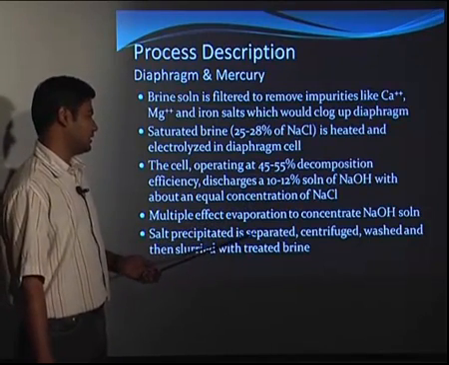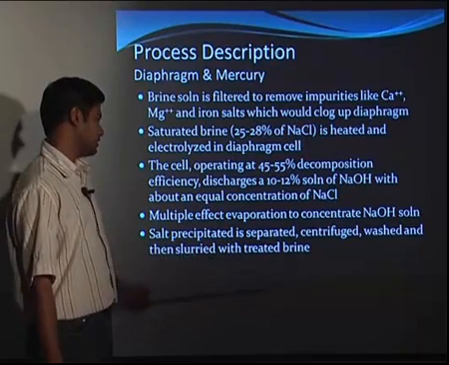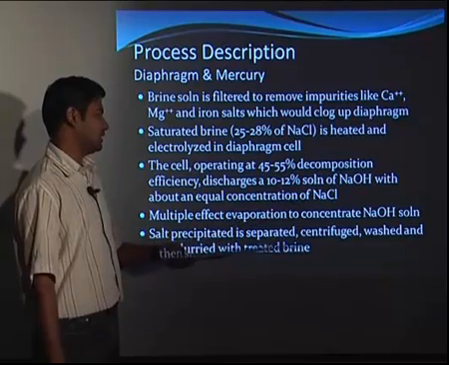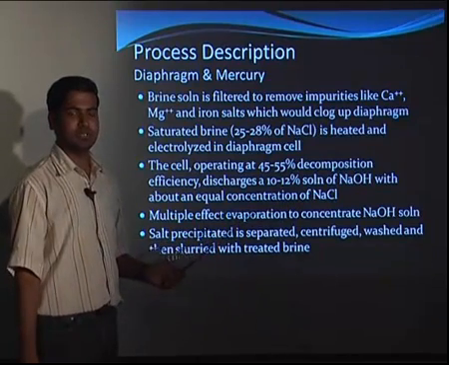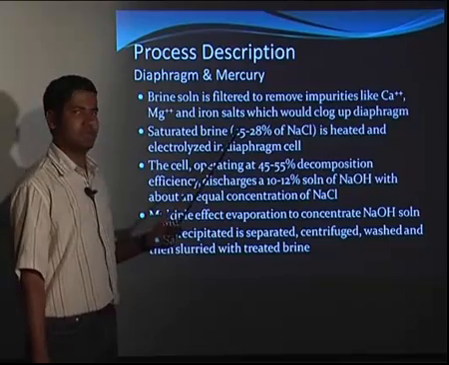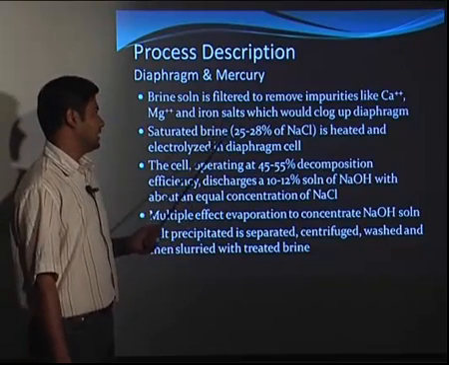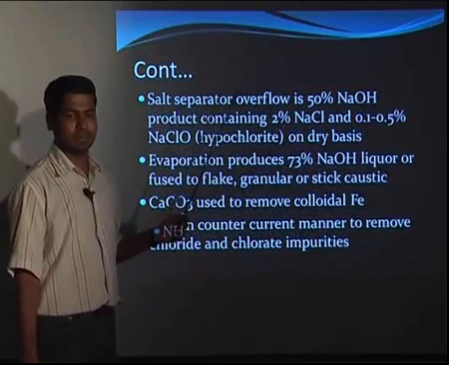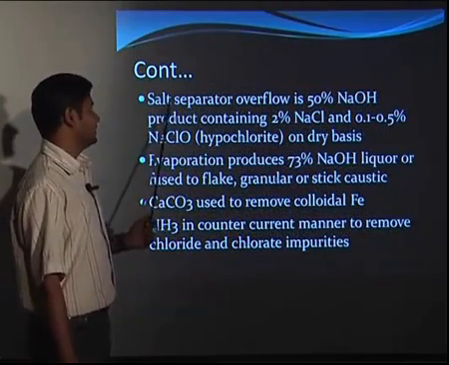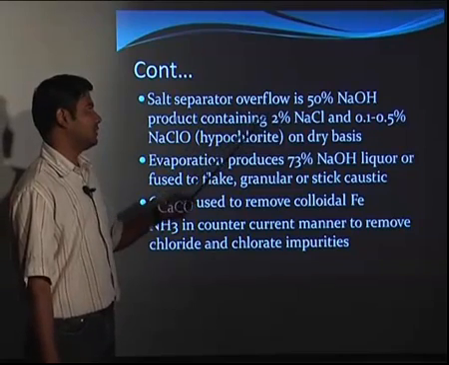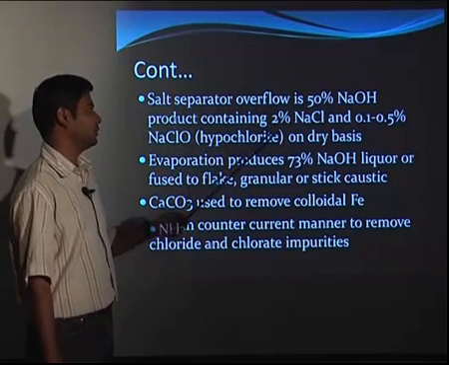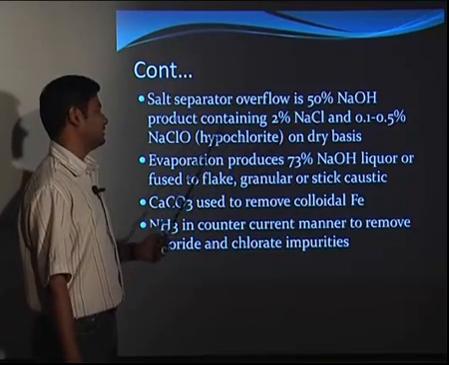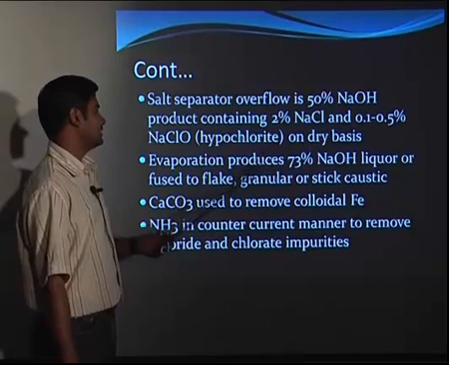Then the precipitated salt is separated, centrifuged, washed and then served with the treated brine. So whatever NaCl we are getting, we can dry it and make a solution of the required grade, which we can again feed to the cell to produce sodium hydroxide and chlorine gas. Then the salt separator overflow is 50% NaOH product containing 2% NaCl and 0.1 to 0.5% NaClO, that is hypochlorites, on a dry basis.